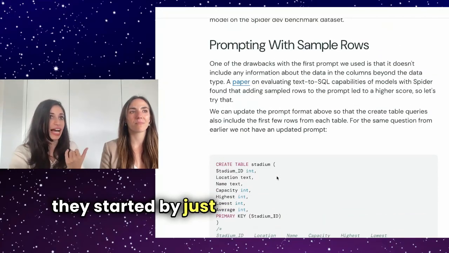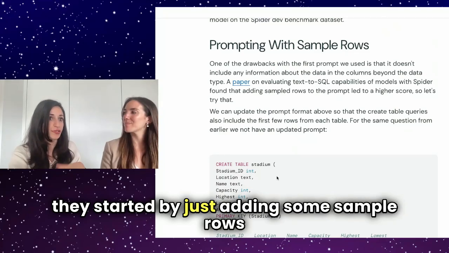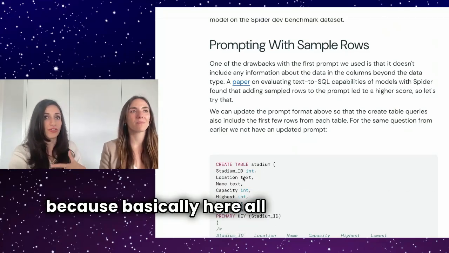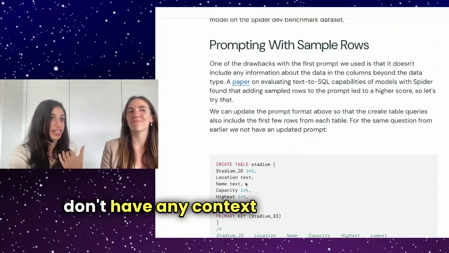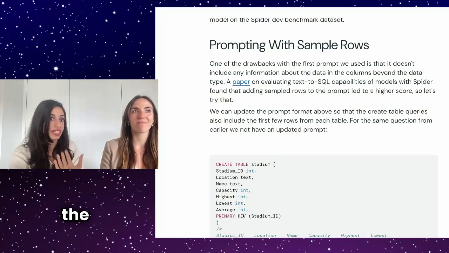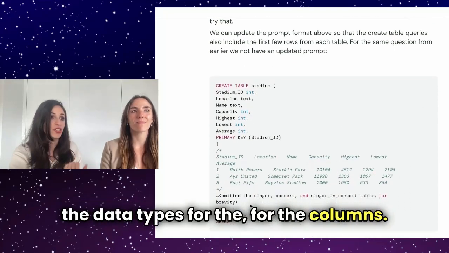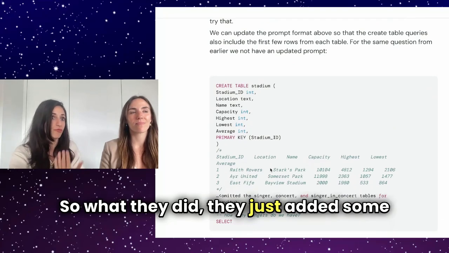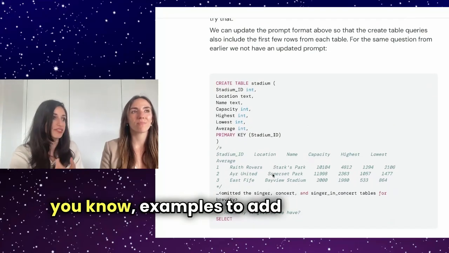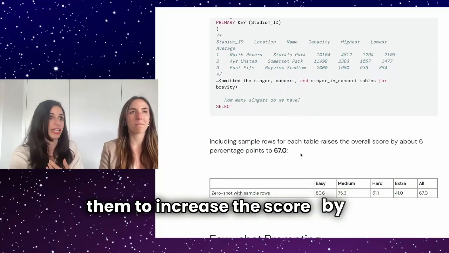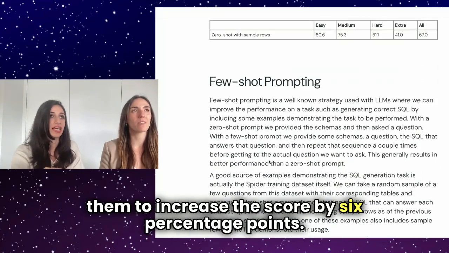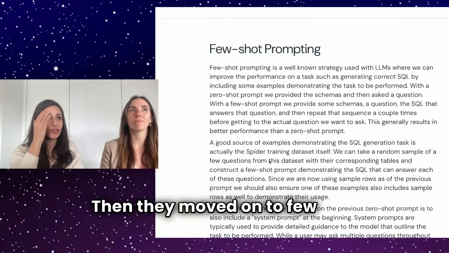They started by just adding some sample rows, because basically here you don't have any context about the data except for the data types for the columns. So they added some row examples to add context, which allowed them to increase the score by 6 percentage points. Very nice. Then they moved on to few-shot prompting.